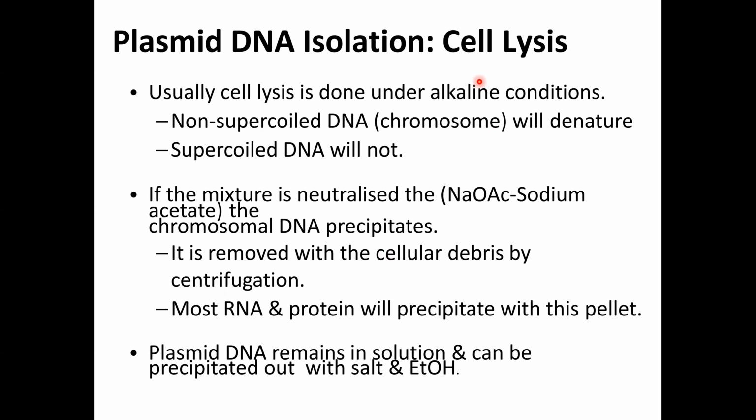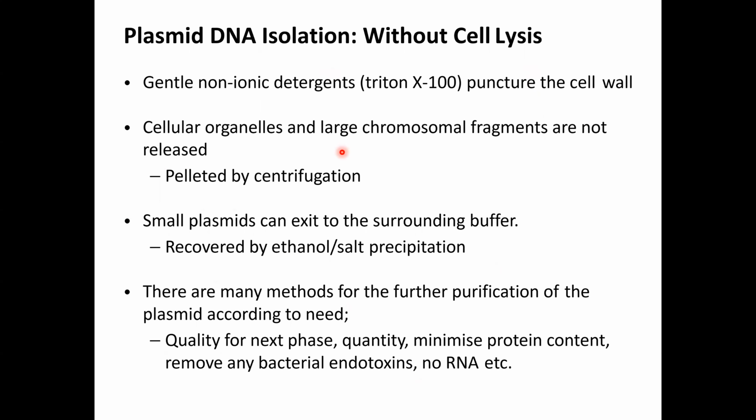So here is cell lysis. How about if you want to isolate DNA without using cell lysis? We can also do that using a gentle non-ionic detergent called Triton X-100. You puncture the cell wall, so the cellular organelles and large chromosomal fragments are not released. Then you perform centrifugation, so the small plasmids can exit into the surrounding buffer, and you can recover them by adding ethanol or salt precipitation. So, class, there are different methods for further purification of your plasmid according to the need.